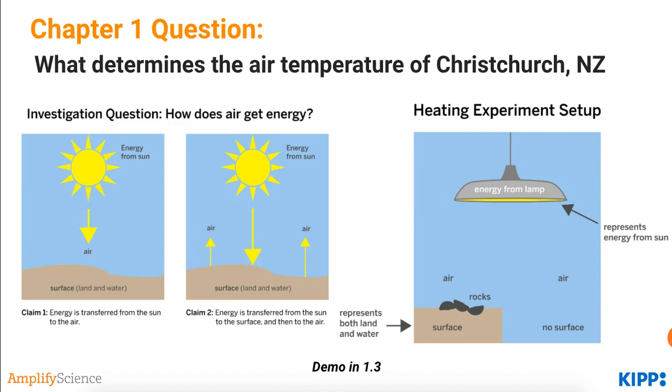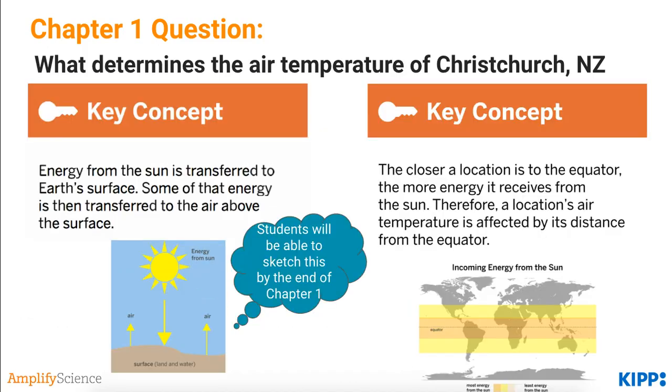Students will find that the air above the surface gets much warmer than the air with no surface directly underneath it. The key concept there is energy from the sun is transferred to Earth's surface. Some of that energy is then transferred to the air above the surface. They also learn that the closer a location is to the equator, the more energy it receives from the sun. Therefore, a location's air temperature is affected by its distance from the equator.